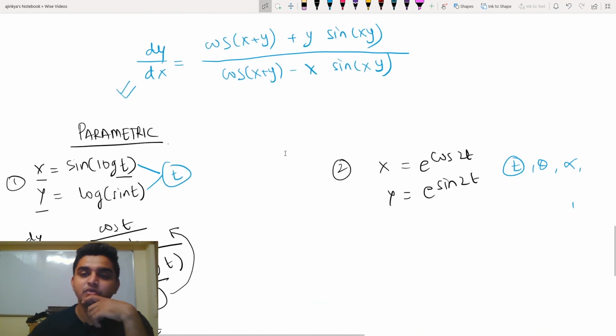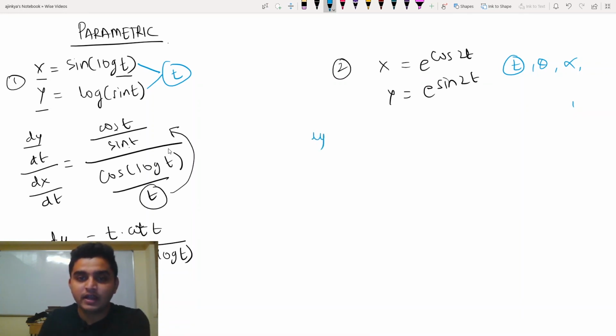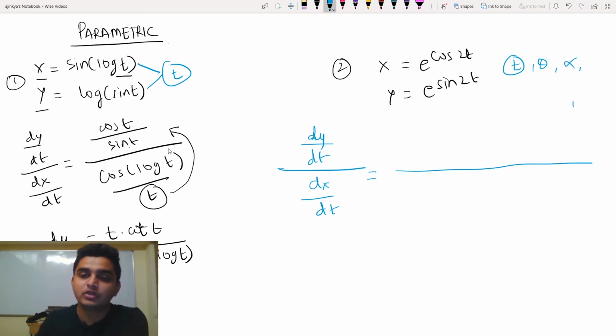Now we'll see the second question. In the second question, this is basically the easiest example. So dy upon dt, everything divided by dx upon dt is going to be the final answer. So in one to two steps we'll try to differentiate it. We know that for any function e raised to f of x, when you differentiate this, your answer is going to be e to the f of x times f dash of x. So your original terms are going to come as it is.